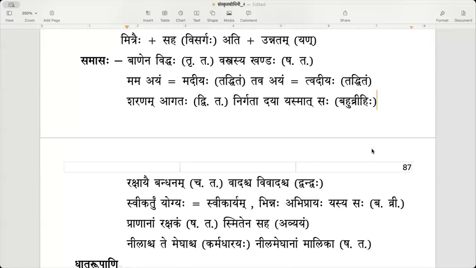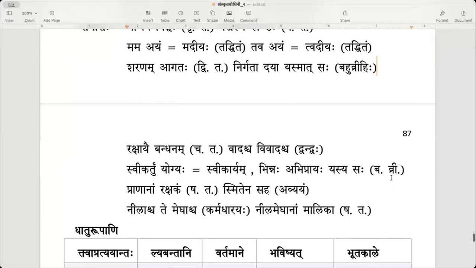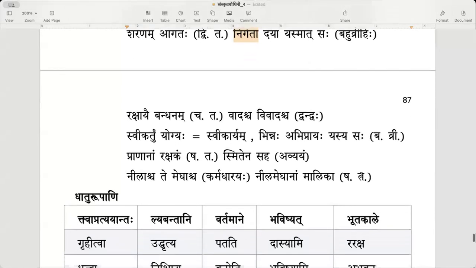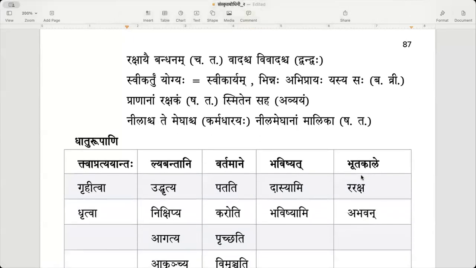निर्गता दया यस्मात् सः बहुव्रीहि. So that would be nirgata daya, nirdaya. So no, this is a madhyama pada lopi samasa. Not madhyama pada lopi, nir ityasya eva nirgata iti bhavati, then pradi samasa, nir pradi bahuvrihi. Okay. Rakshayai bandhanam, chaturthi tat purusha. Okay, fine. This is also interesting. Raksha bandhanam. Oh, rakshartham bandhanam kriyate.